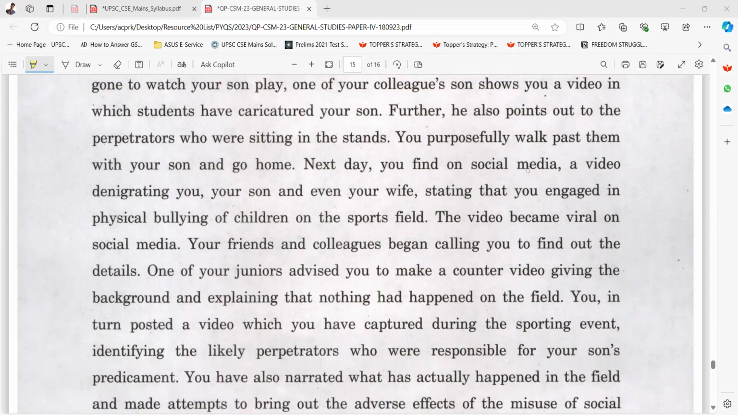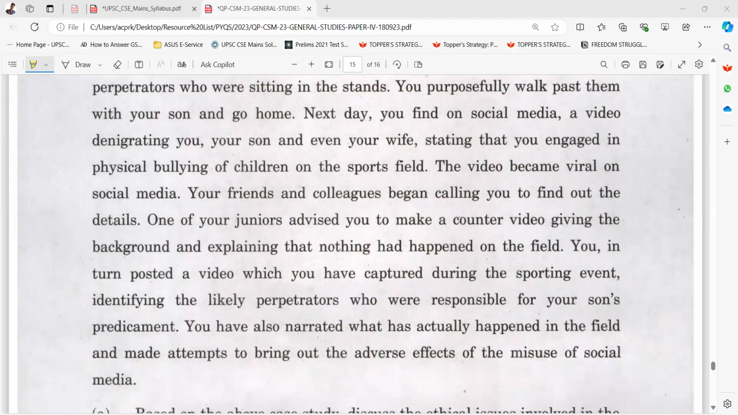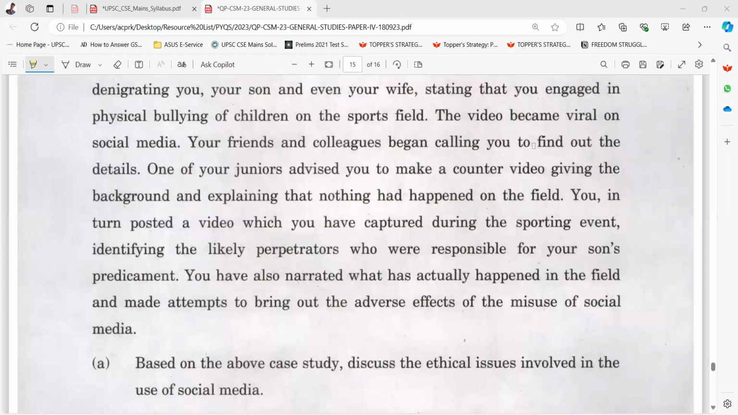Next day, you find on social media a video denigrating you, your son, and even your wife, stating that you engaged in physical bullying of children on the sports field. The video became viral on social media. Your friends and colleagues began calling you to find out the details. One of your juniors advised you to make a counter video giving the background and explaining that nothing had happened on the field.